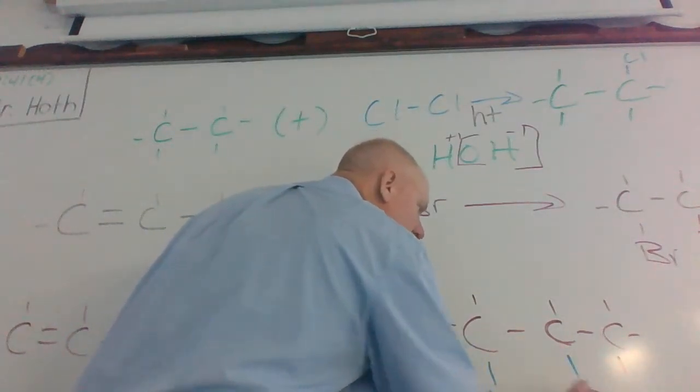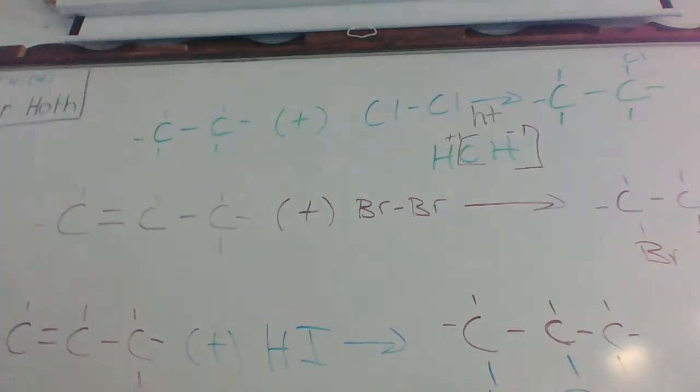Okay? That is your major product. Okay? Then you do need to be able to write both of them. This is the major one, and then the minor product, you would just flip-flop the iodine and the hydrogen. Okay? But we will proceed with that at a later time.